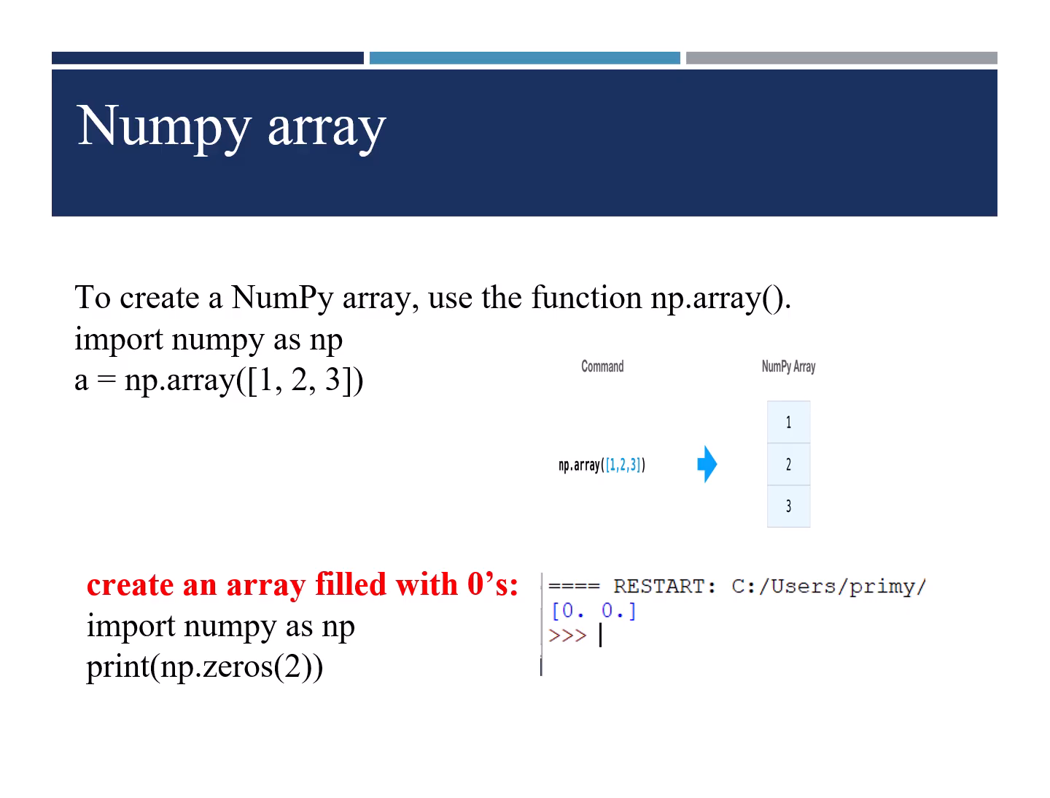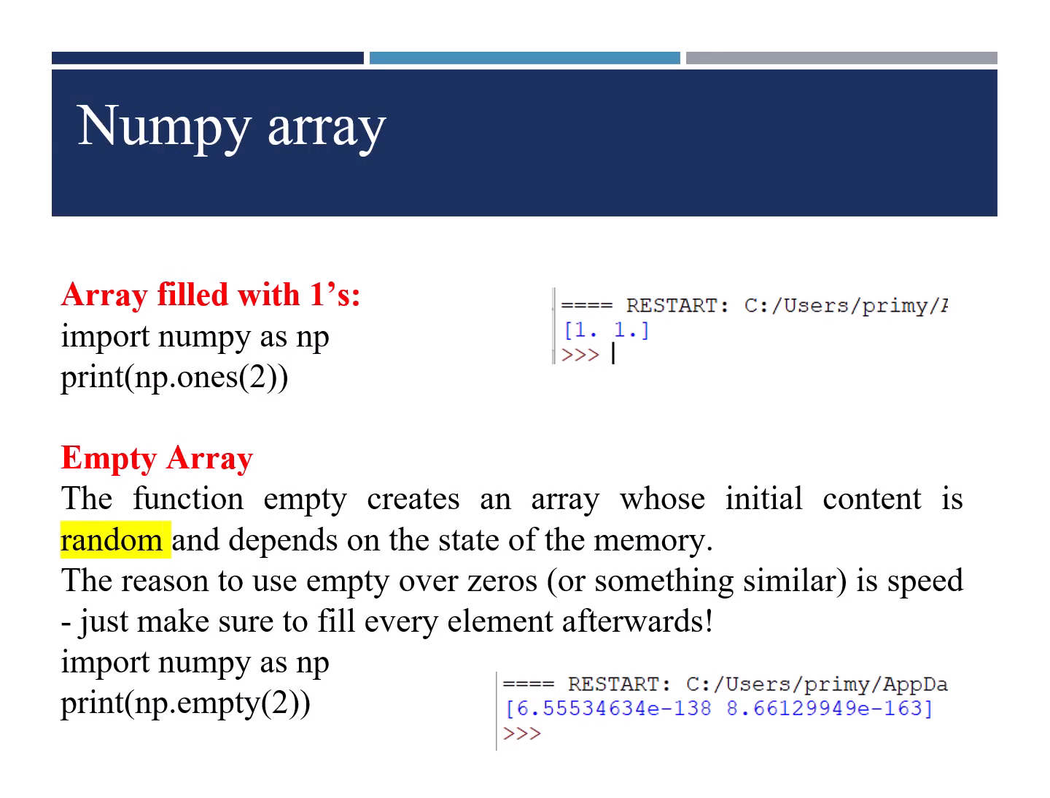Now the next example is creating an array with zeros. So import numpy as np, print np.zeros of 2. So here we'll be getting 0., 0. And we can create an array filled with ones, so np.ones of 2. So instead of 0 we'll be having ones.